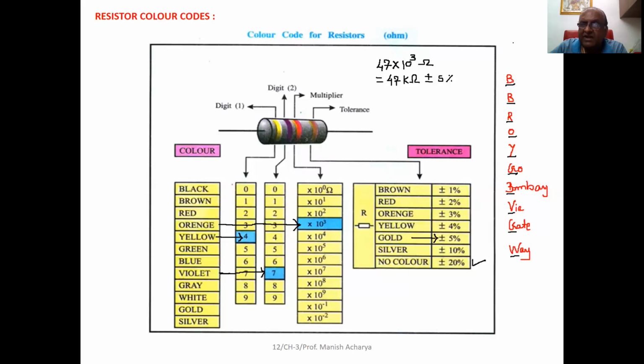So if the fourth band is not there, it doesn't mean that you simply write this value. Then you have to write the value and then the tolerance, plus or minus 20%.